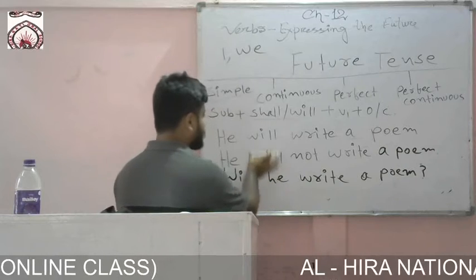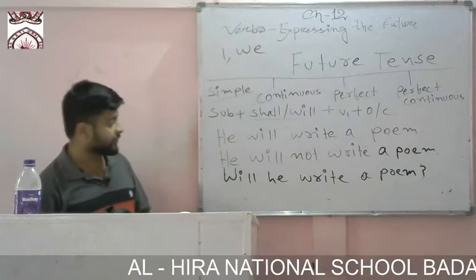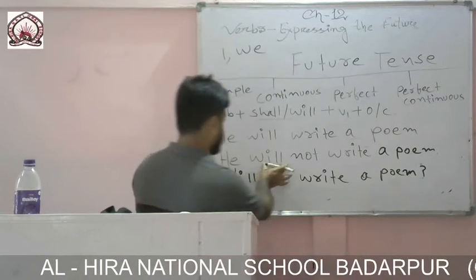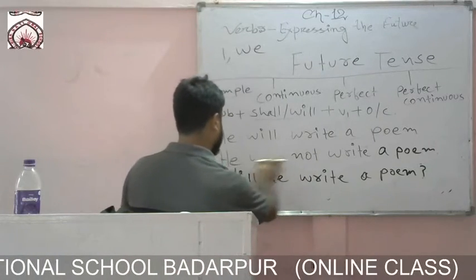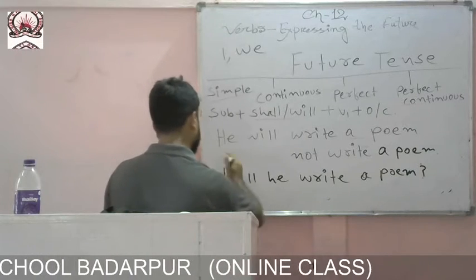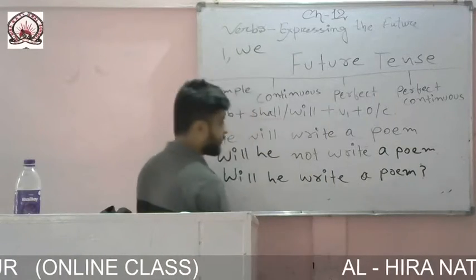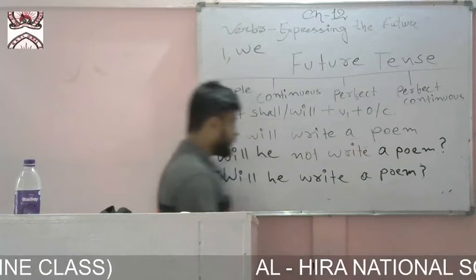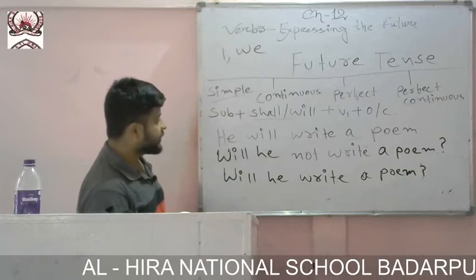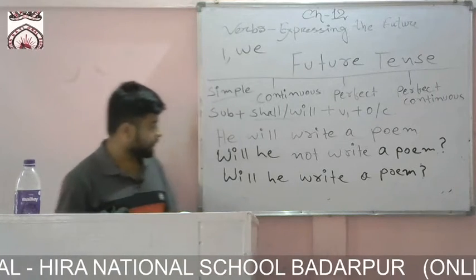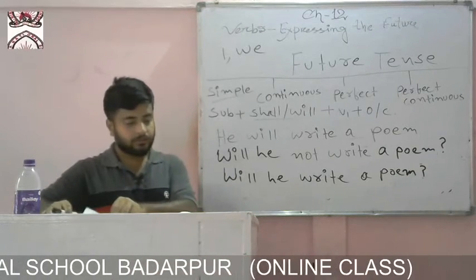Then if I want to change this sentence into interrogative negative, then what do I have to do? Very simple. Just from this also we can write, will he not write a poem? Then question mark at the end. This is simple future interrogative negative. I hope you have understood. Will he not write a poem?